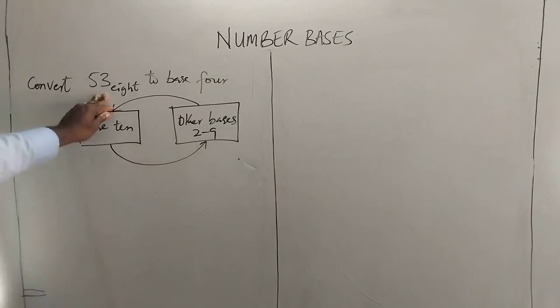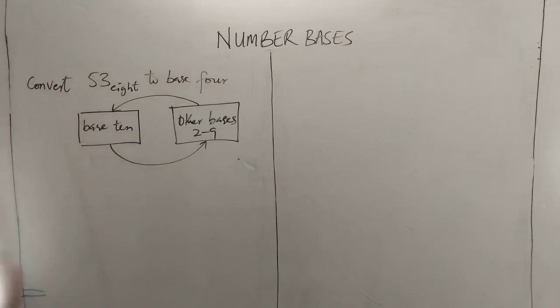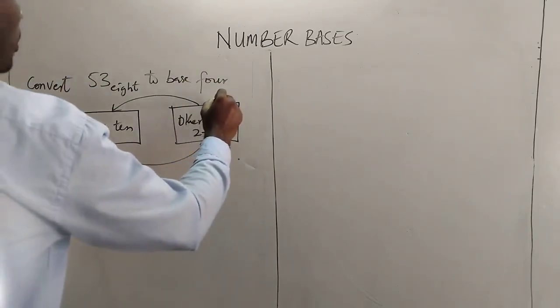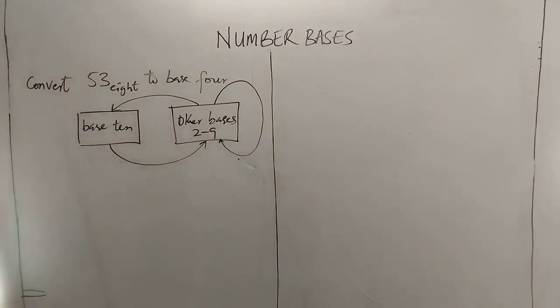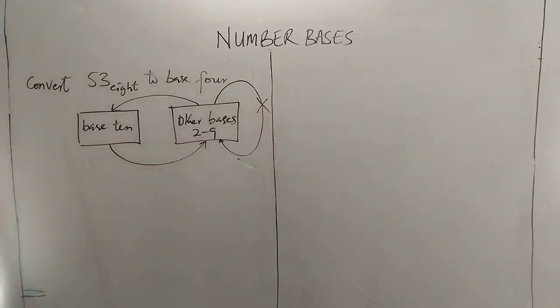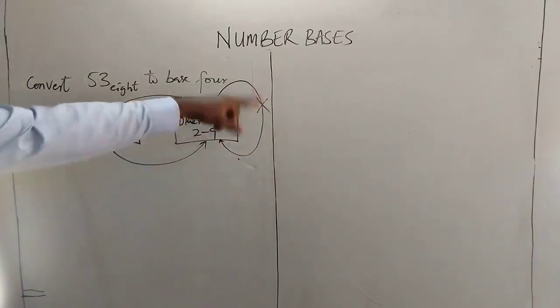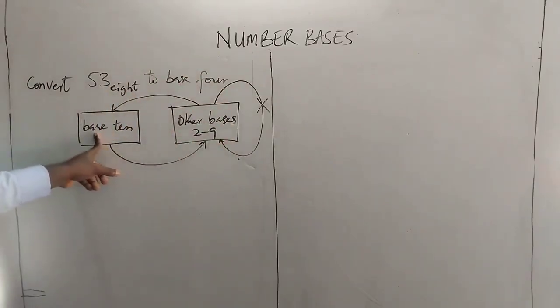But if you look at this type of question, from base 8 to base 4, it looks as if you are starting from other bases and you are returning back to other bases. That's what it looks like. But in reality, it is not so. So this is not the correct route. It's not when you start from other bases, you return back to other bases. You must touch base 10.